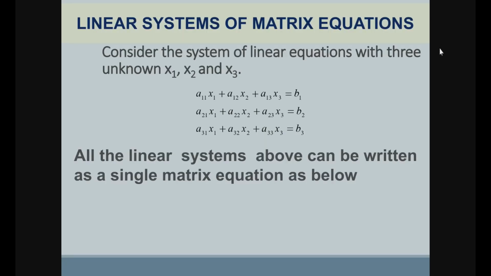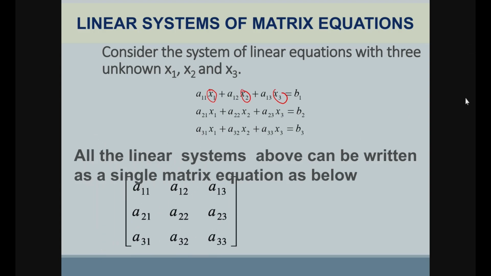The linear systems of matrix equations. We consider the system of linear equations with three unknowns, x1, x2, and x3. All the linear systems above can be written as a single matrix equation, like this one.